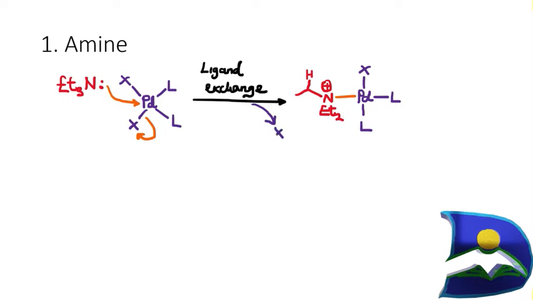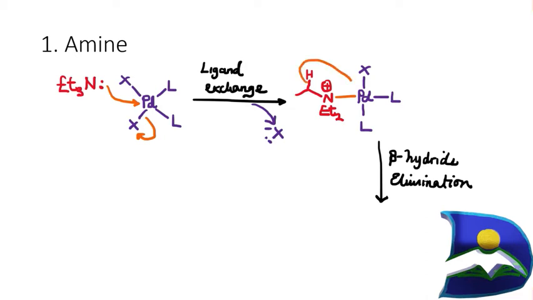And what will happen next is that since we have our X actually leaving this particular complex, we have the next step, which is the beta-hydride elimination. In this case, we have our beta hydrogen being used to actually remove that specific amine from that particular complex. Therefore, our hydrogen will be bonded, forming a sigma bond with palladium in the complex, and we have a good leaving group in here, which is our amine.